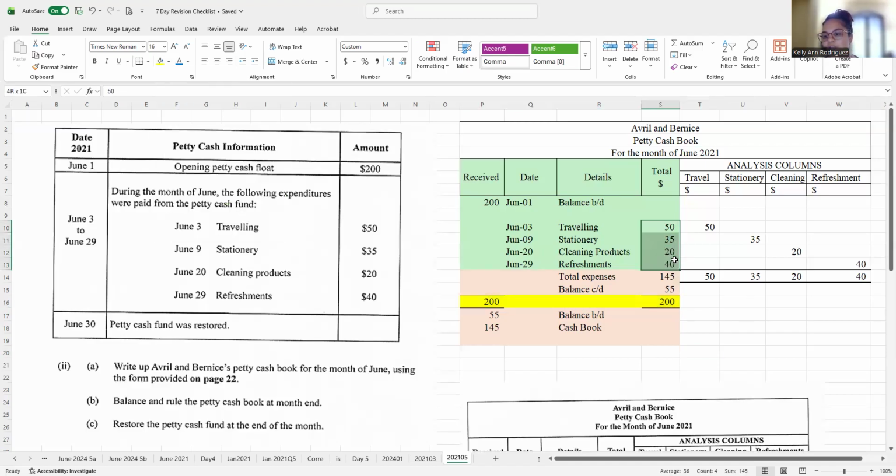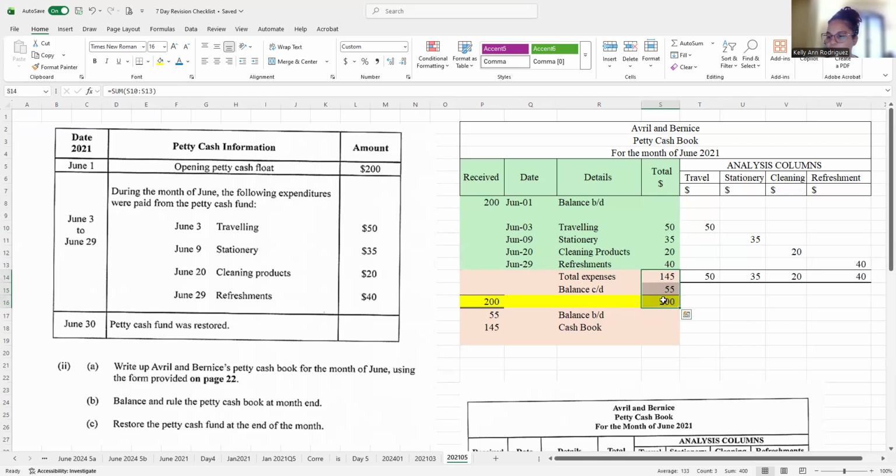When you total all of your expenses, this means the money you spend. You spend $145. So if you had $200 in your hand as petty cash and you spend $145, how much is the difference? How much are you going to have remaining? 145 minus from the 200, you will have $55 remaining. That will be your balance you're carrying down or carrying forward.